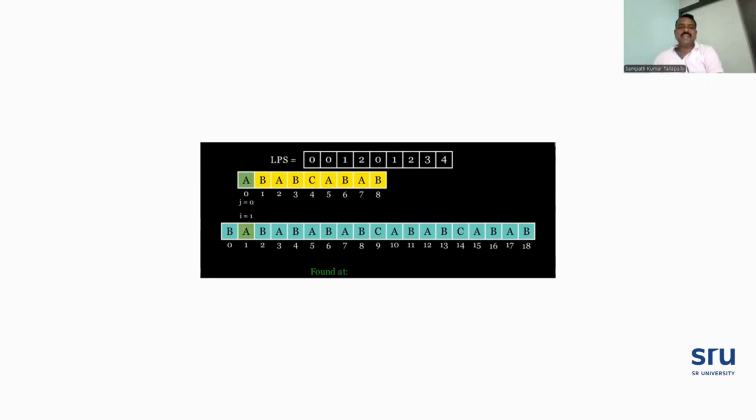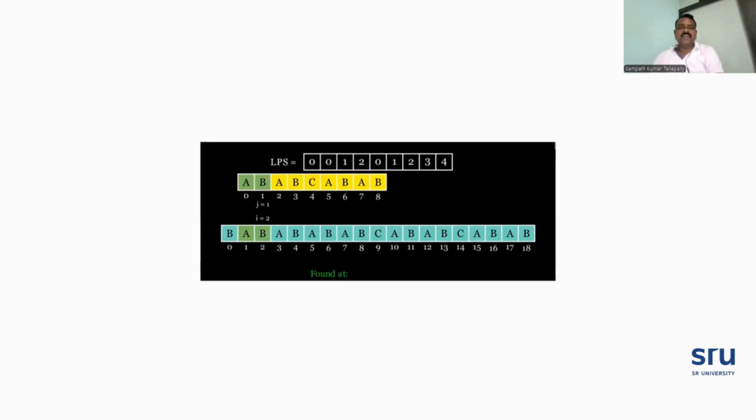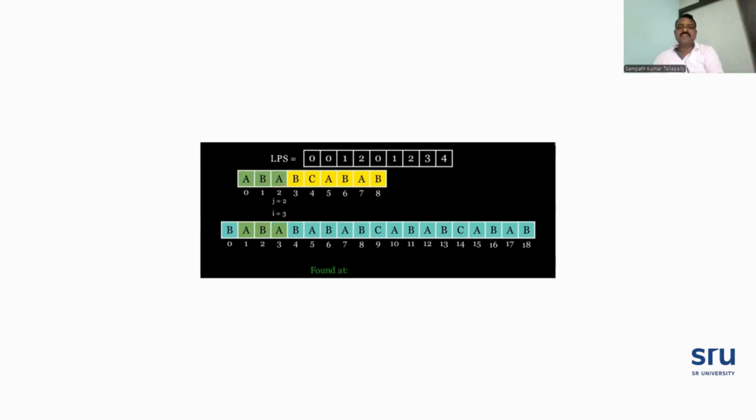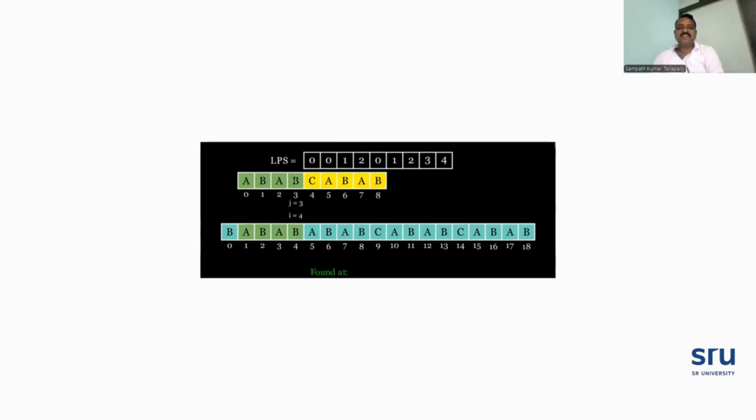If these two characters are same, now I increment my J, and also we are going to increment my I. Again we found that these two characters are same, so again we are going to increment the value of my J and I. Because they are same, we increment my J and I.